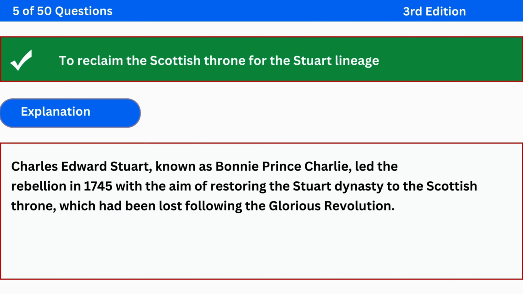The correct answer is to reclaim the Scottish throne for the Stuart lineage. Explanation: Charles Edward Stuart, known as Bonnie Prince Charlie, led the rebellion in 1745 with the aim of restoring the Stuart dynasty to the Scottish throne, which had been lost following the Glorious Revolution.